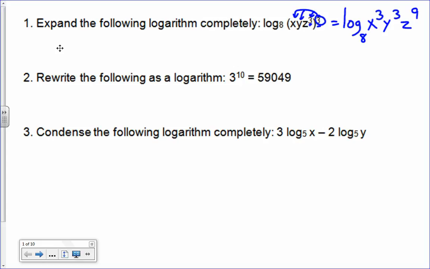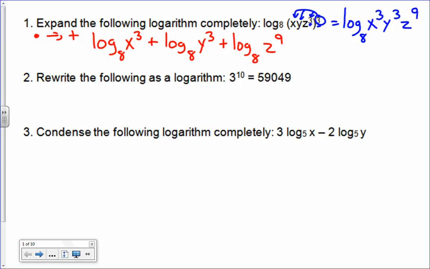And remember, multiplication means addition. So I have log base 8 of x to the third plus log base 8 of y to the third plus log base 8 of z to the ninth. So over here you got multiplication equals addition. That's what we did first.